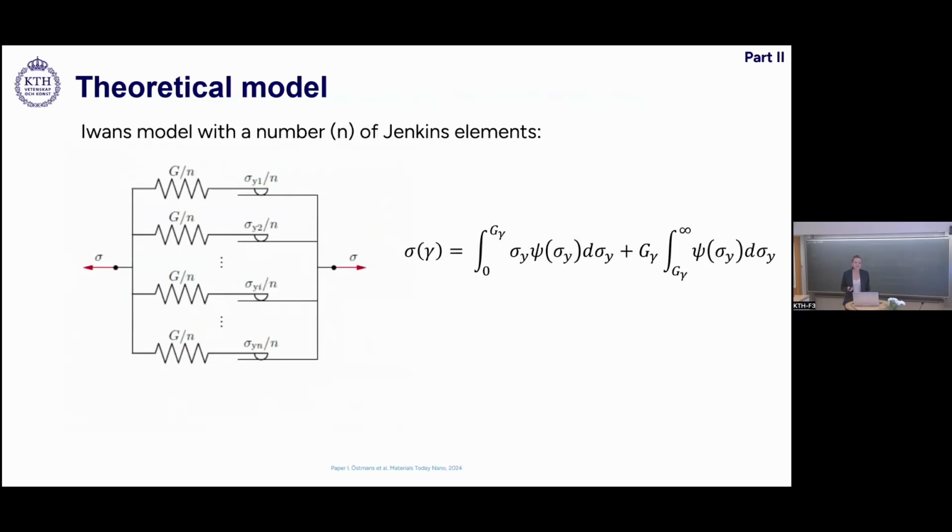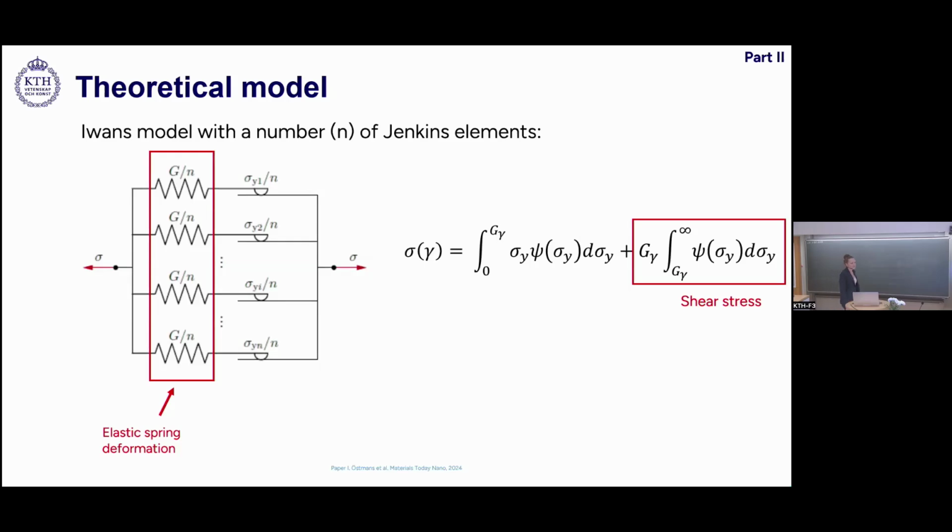But we also wanted to get a better understanding of the network mechanics. To do that, we used Evans' model to describe our fibrillar network structure. Here we say that our CNF network structure and its contact points we can consider as an Evans model with a number of Jenkins elements coupled in parallel. And in this model, we have two deformation modes.